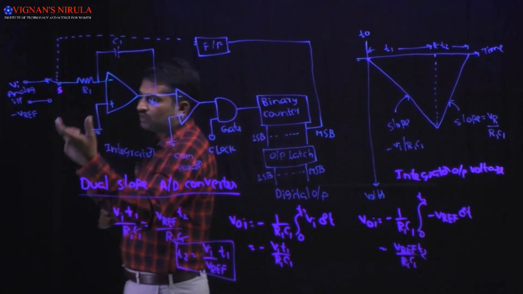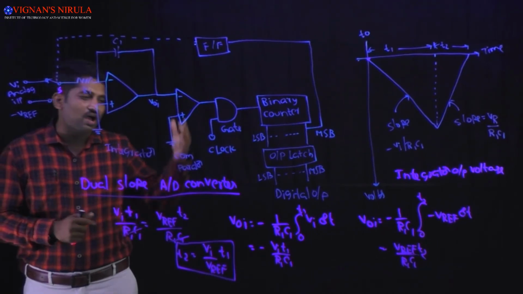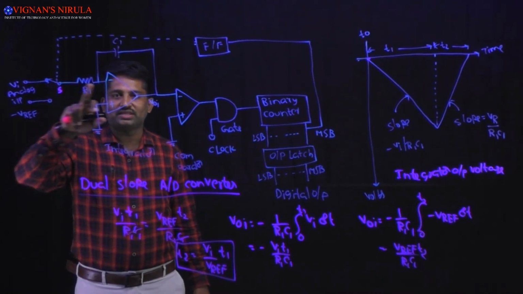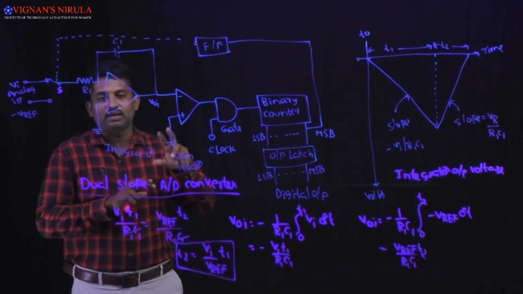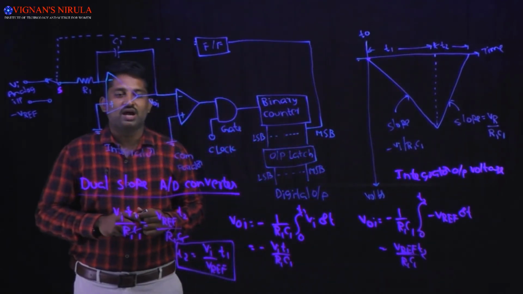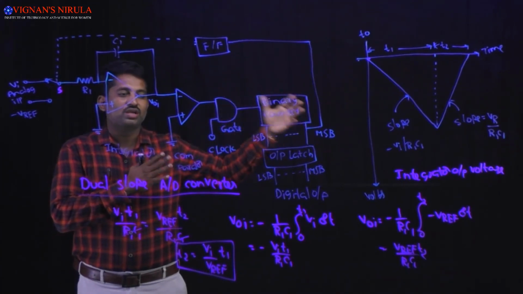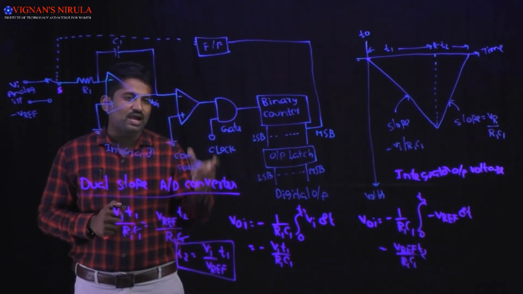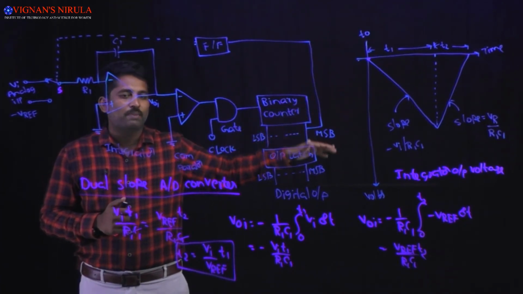Once the switch is connected to the negative reference voltage, the integrator produces a positive ramp signal. Why? Because here we are applying the input at the inverting input terminal of the integrator, so minus of minus is plus. That's why the positive ramp signal is generated. And once the output of the integrator reaches 0, immediately it disables the AND gate.